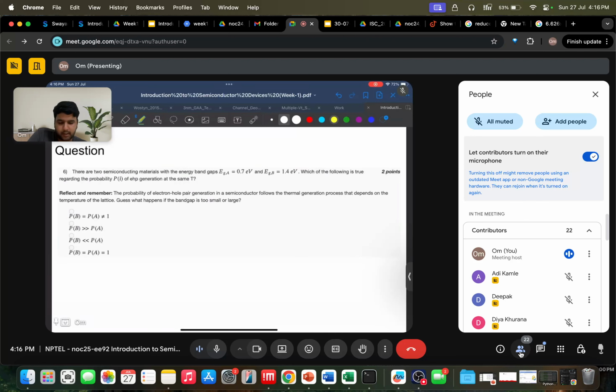There are two semiconducting materials with energy band gaps. EGA is 0.7 electron volt and EGB is 1.4 electron volt. Which of the following is true regarding the probability Pi of electron hole pair generation at the same temperature T? So T is temperature. It's a very simple question.